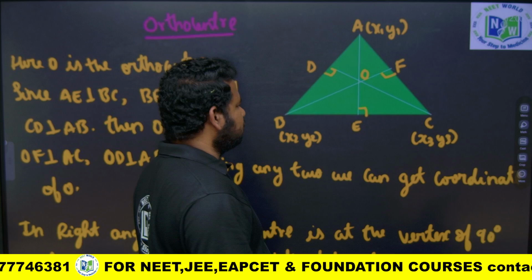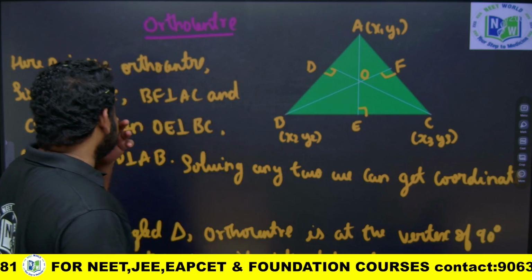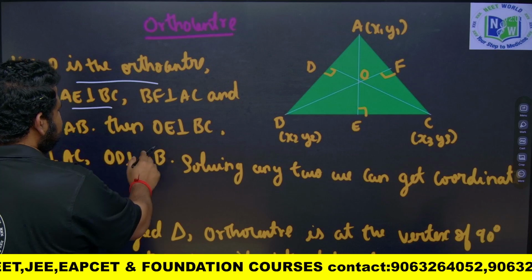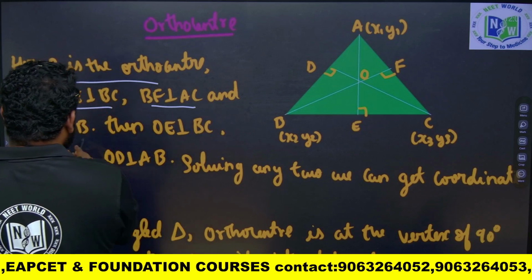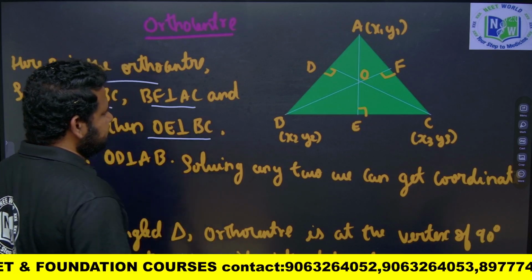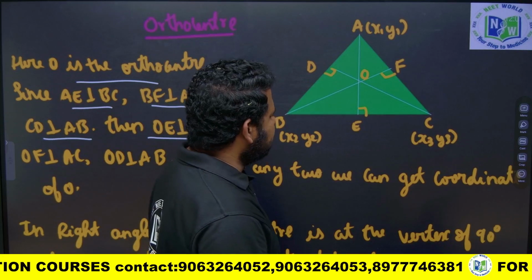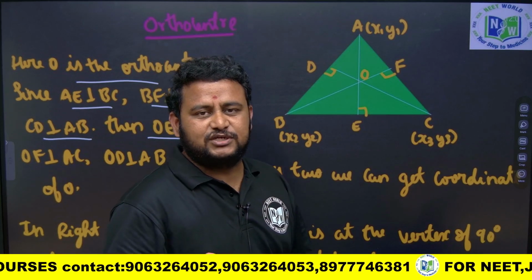You have to understand the approach, not just the answer. Next, orthocenter. Here O is the orthocenter. What they are telling is orthocenter. Whenever I say orthocenter, it is the point of intersection of what? It is the point of intersection of altitudes.